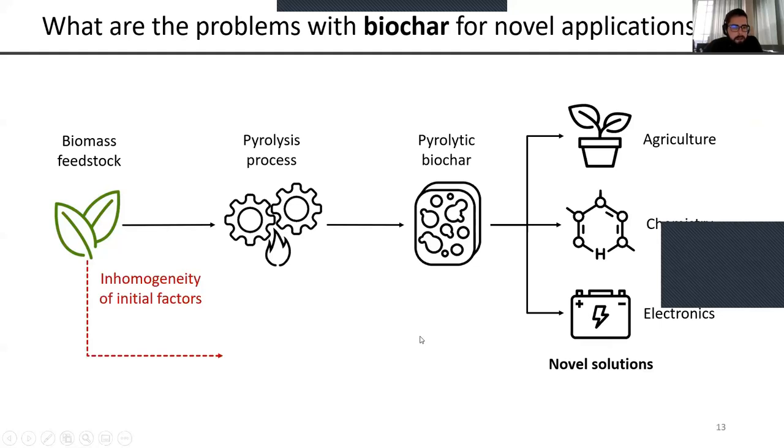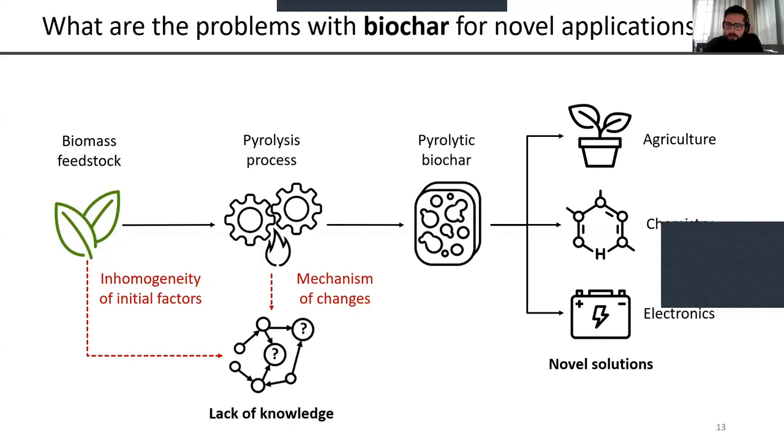As I mentioned, the biomass feedstocks are very inhomogeneous. They differ among themselves in composition and structure very strongly. That gives us a problem in the final prediction of the product from the process. Also, the mechanism of the changes is not that well discovered yet. What does that mean? We don't know everything about the chemistry of the process. We don't know everything about the changing of the structure, especially the smaller structure.